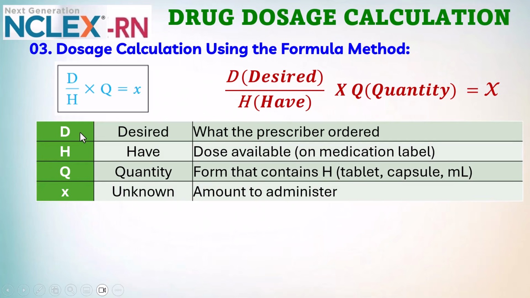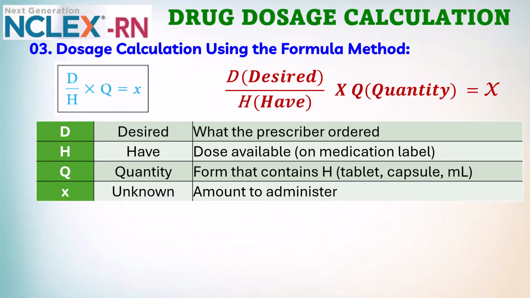Now let's break that down. D means desired dose, what the prescriber ordered. H means have, that is what is available on the medication label. Q means quantity, that is tablets, capsules or milliliters. X is the unknown, that is what you will give. So this formula works every time if you set it up correctly.